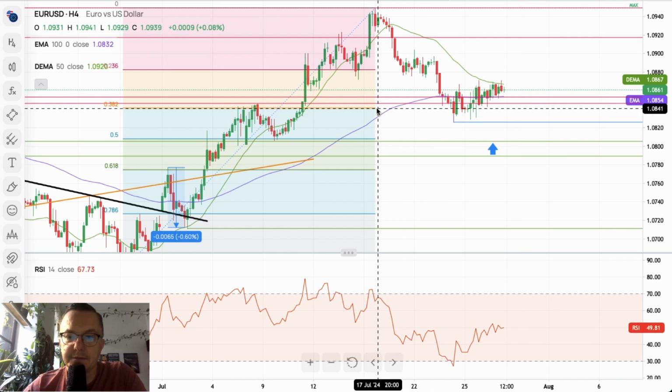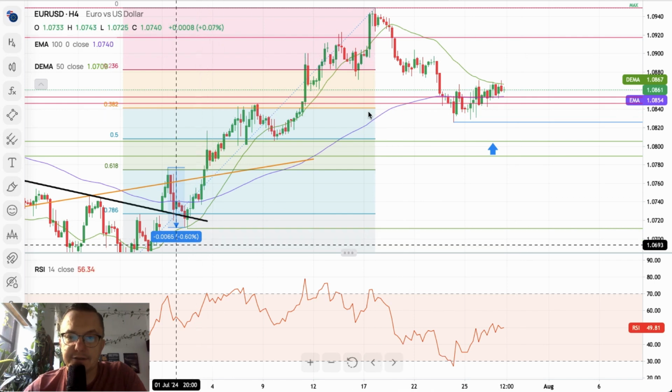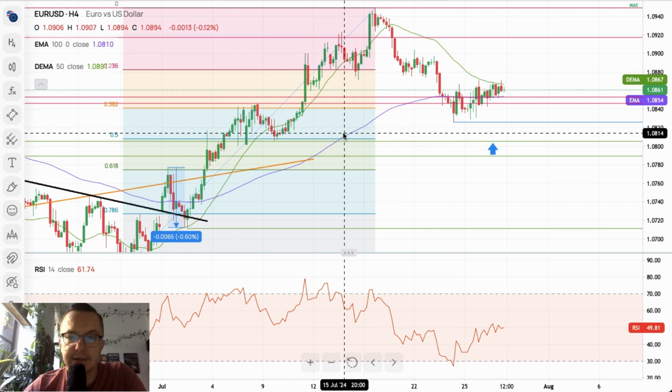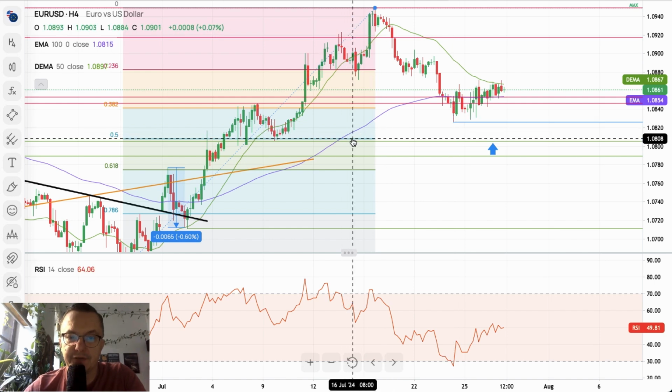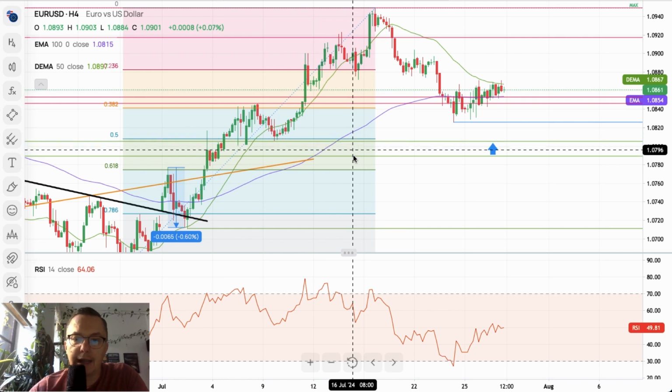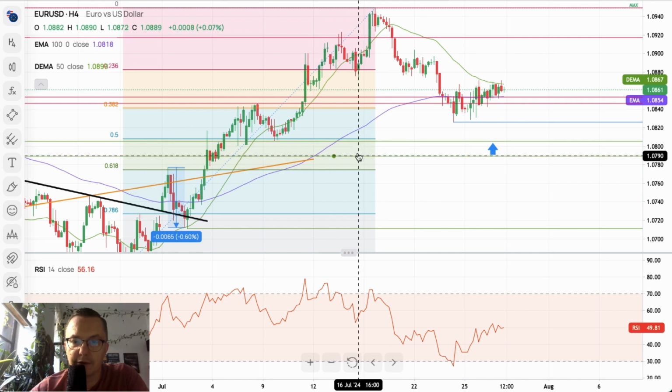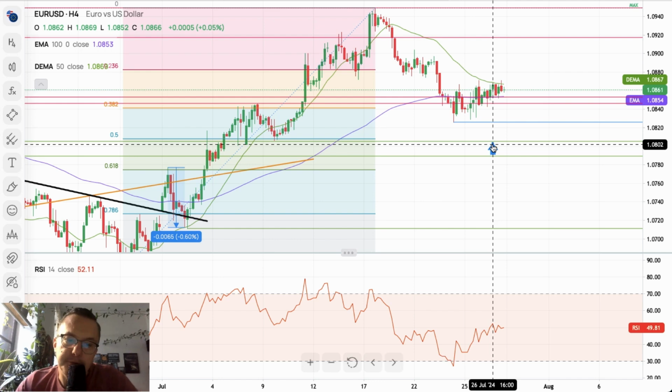We retraced a little bit more than 38% of the last swing up. Low is at 1.0826. Next target eventually for bears is 50% of the Fibonacci retracement, 1.0808. And of course this zone here, which is the key technical support zone, 1.0805, 1.0789, and that's our demand zone. As you can see, my blue arrow indicates that this zone is quite important.